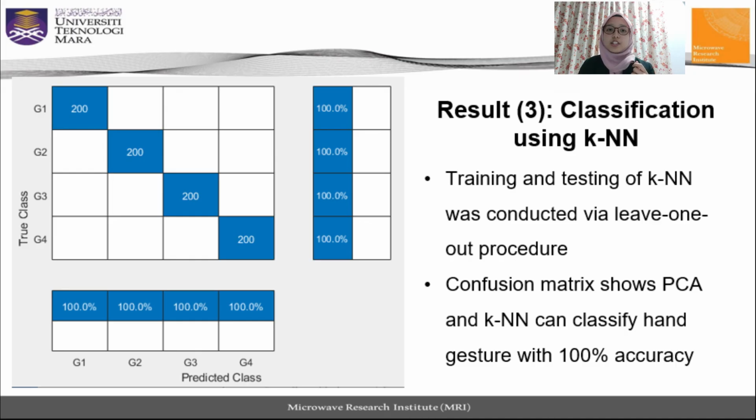The fourth figure shows the result of classification using KNN. The training and testing of KNN was conducted via the leave-one-out procedure. The average error of the model is calculated and used to evaluate the classification system performance. As the assigned group and the actual group of the test data match, the confusion matrix shows that PCA and KNN can classify the hand gesture with 100% accuracy.